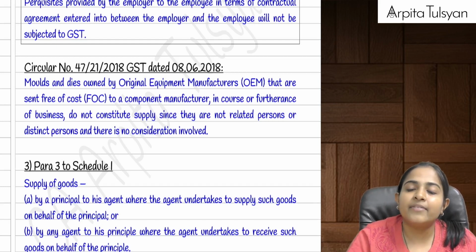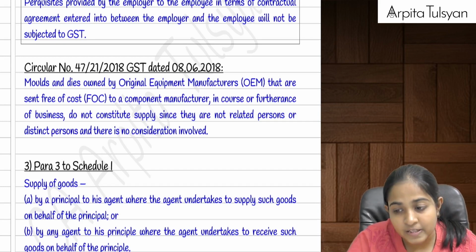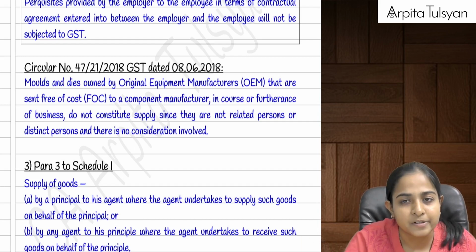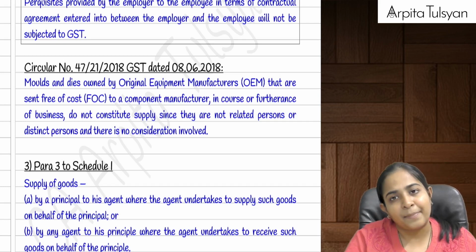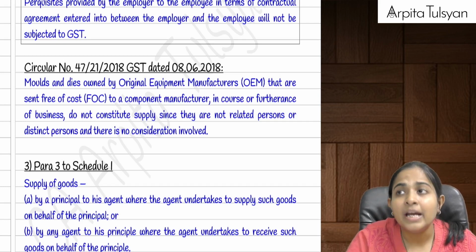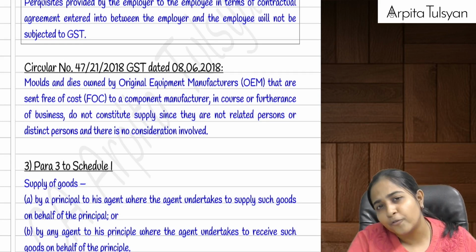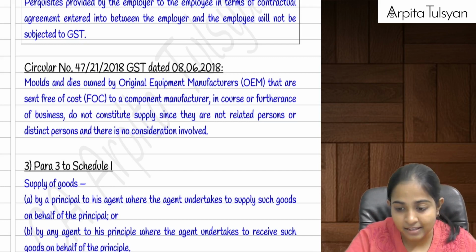Then after that we went to para number 2. What did we study? If there was any supply of goods or services between related persons or between distinct persons or establishments of distinct persons, then too it will be considered as a supply. The exception was employer and employee. In case of gifts given by employer to the employee up to 50,000, it is not a supply. If more than 50,000, the entire amount will be considered as a supply.